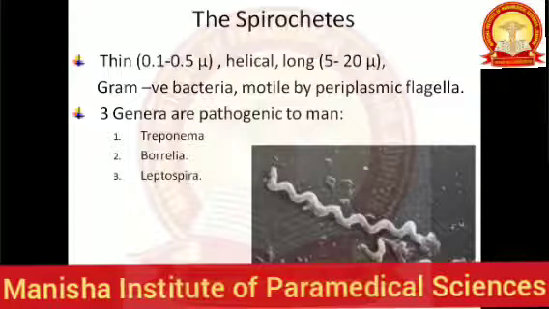Now let's first talk about the general features of a spirochete. As we can see in this picture, the spirochetes are really thin. They are helical in nature. So this is the characteristic shape of a spirochete.